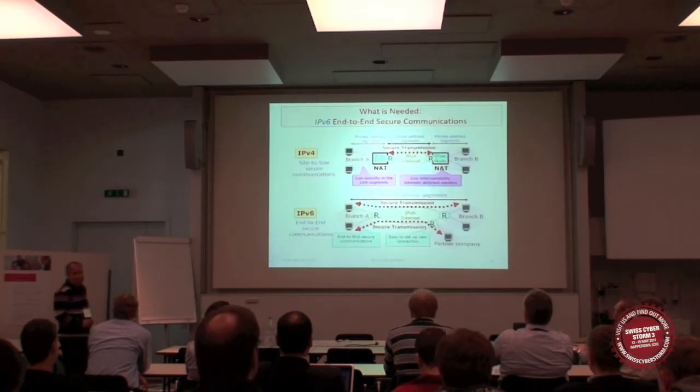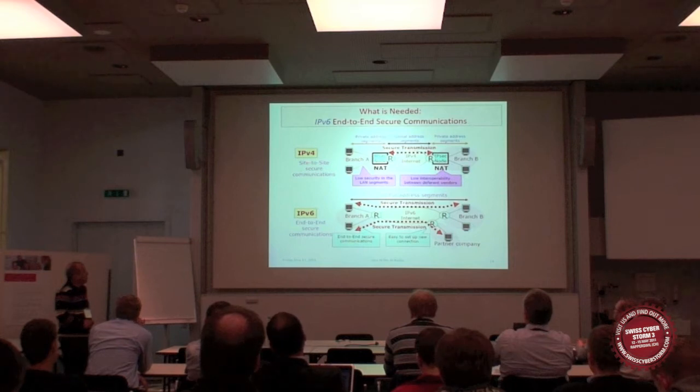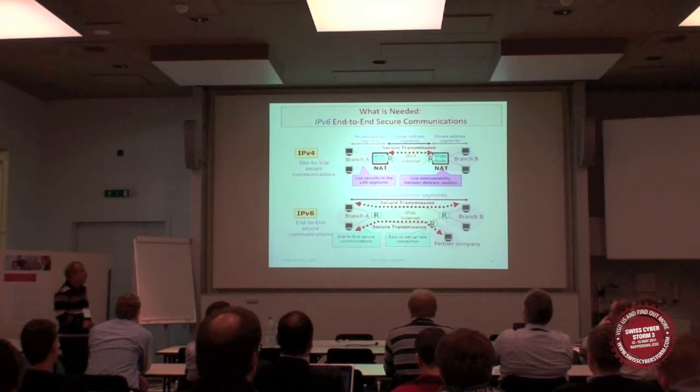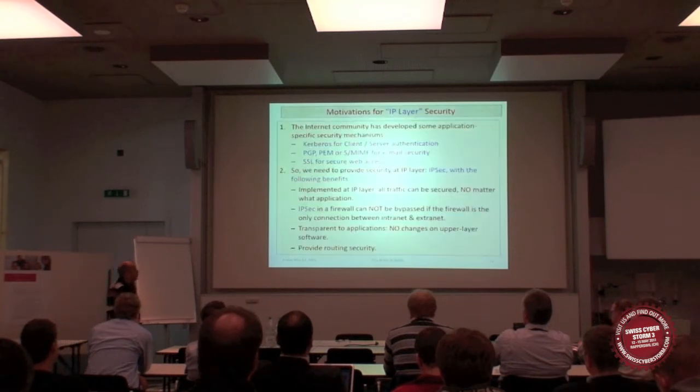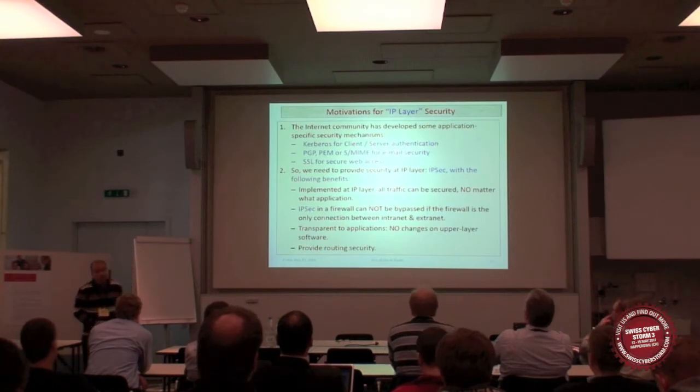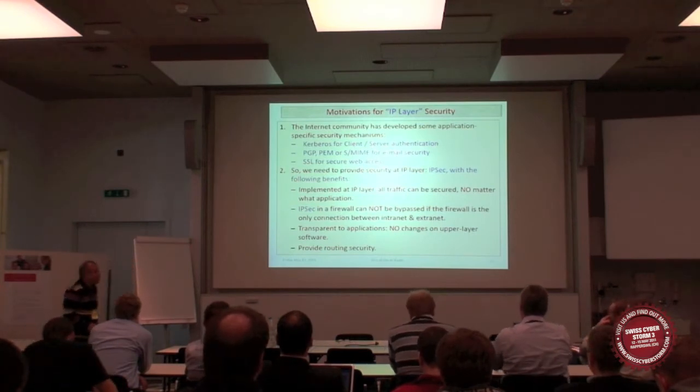Now, so what is needed? This is the classical, current model for IPv6 side-to-side secure communication. We need a new model which is called IPv6 end-to-end secure communication. That means both ends need to be secured via IPv6, as we will see shortly. So, most of the attacks are at the IP layer.